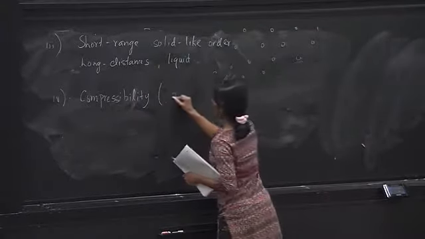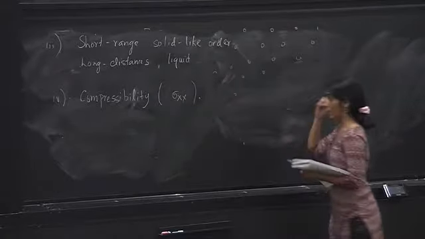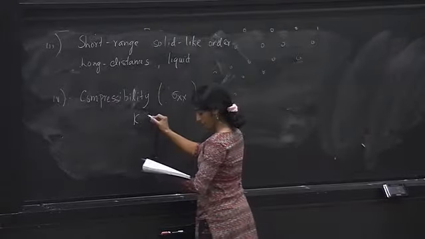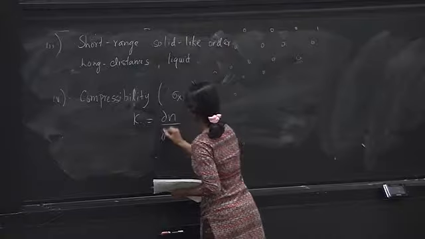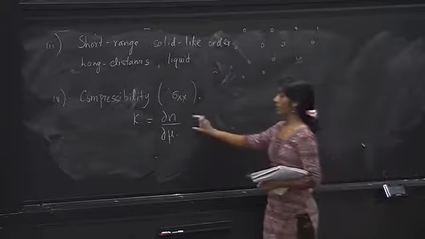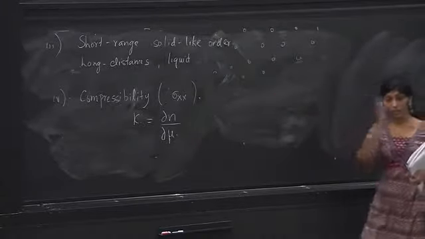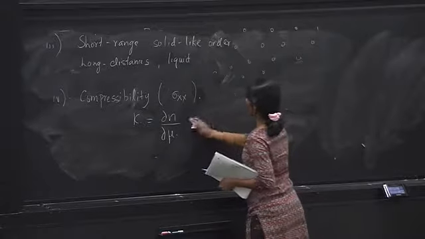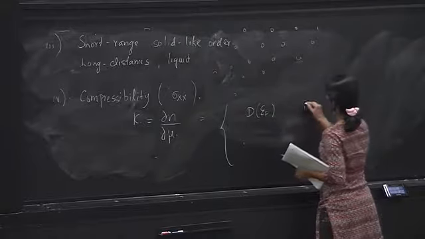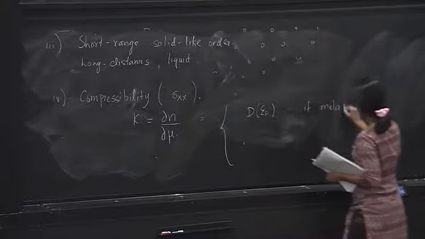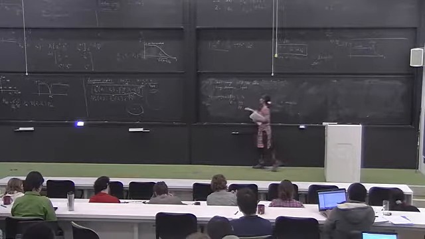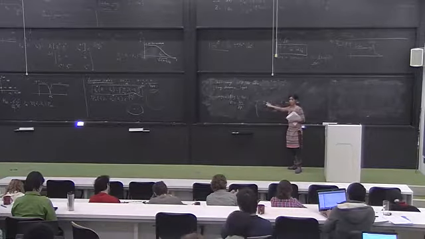Which is secretly a statement about sigma xx. So compressibility, remember, was defined as the change in density by changing the chemical potential. Okay, so in our metal on lecture 1, we said that this was equal to the density of states. Everyone remembers this? This is just the compressibility. We just plugged in. It came out to be exactly equal to the density of states at the Fermi energy.